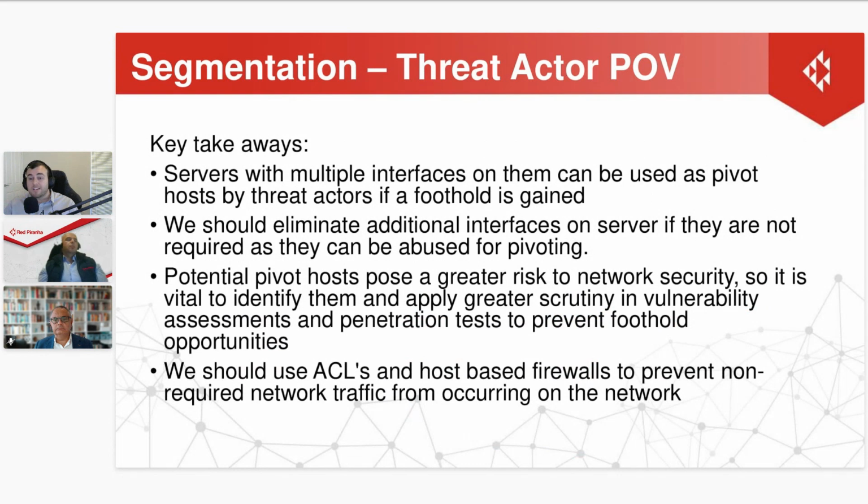We also need to recognize that potential pivot hosts are a greater risk to network security. So look at it, scrutinize it. Can we minimize this communication without harming the company? These are conversations worth having. But we should also use pinholing. So for example, if two servers need to talk, but they only have to do it on one port through one protocol, only allow that, disallow everything else. But that covers the threat actor point of view.